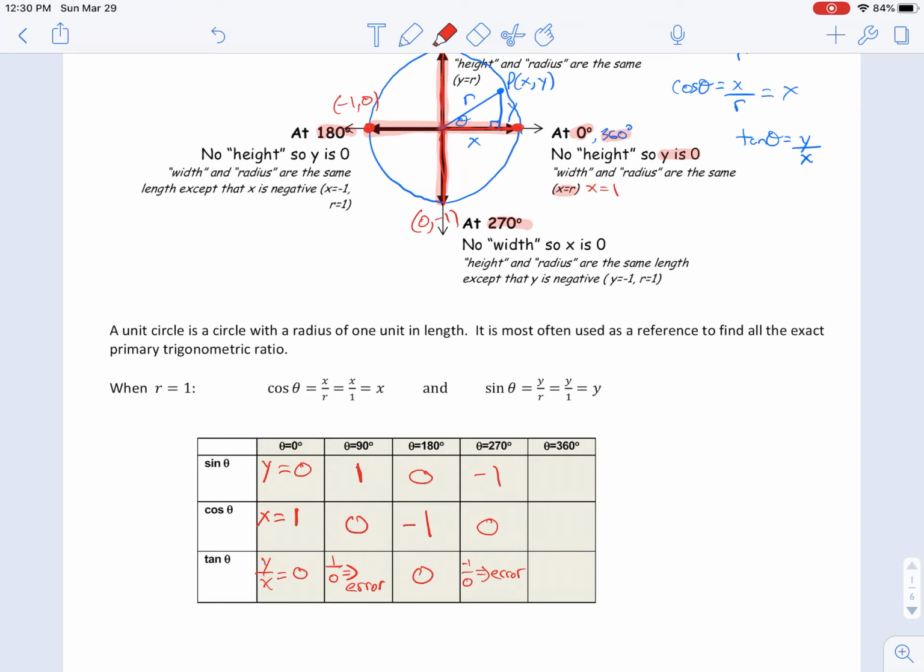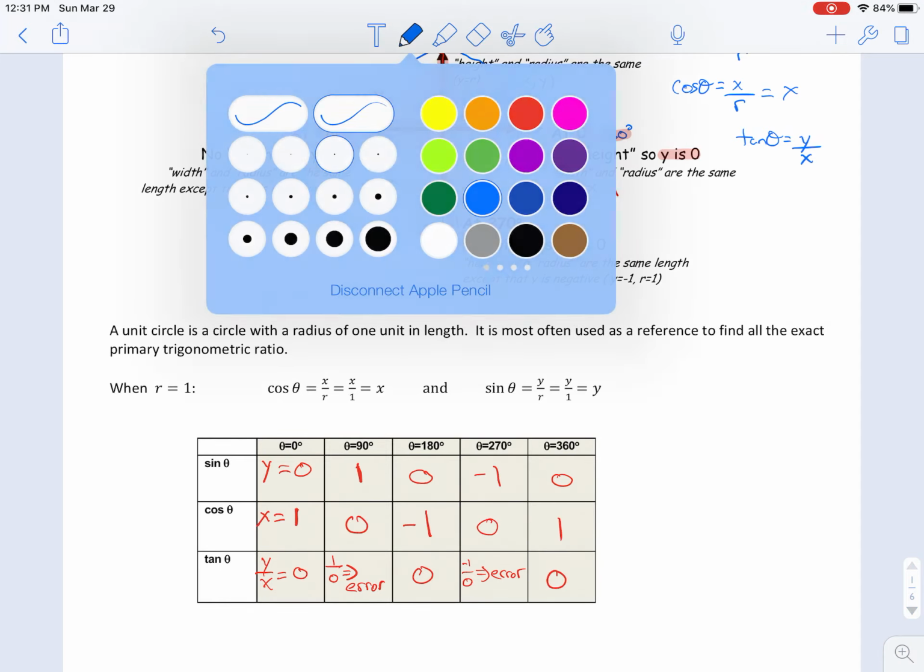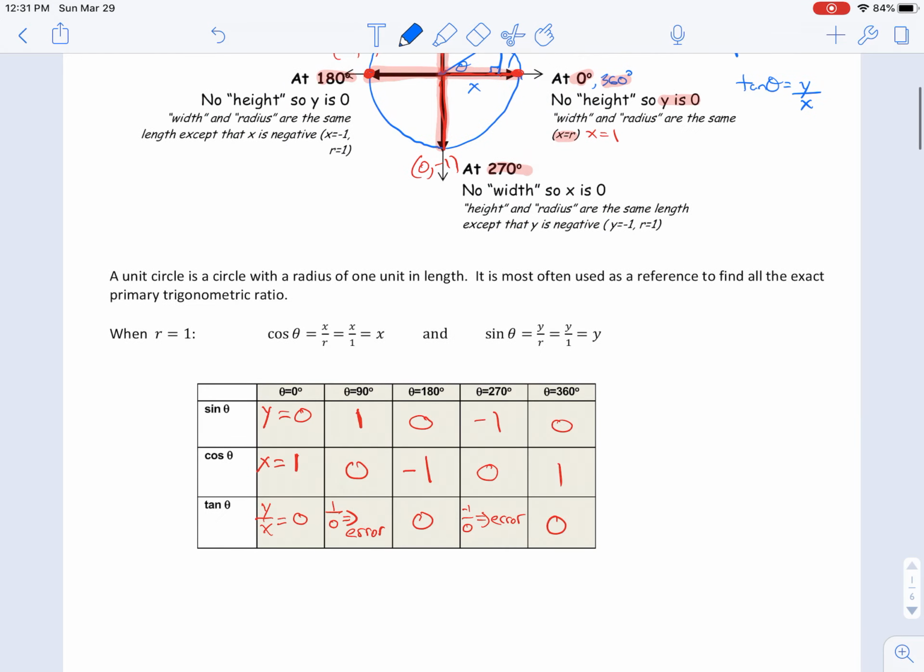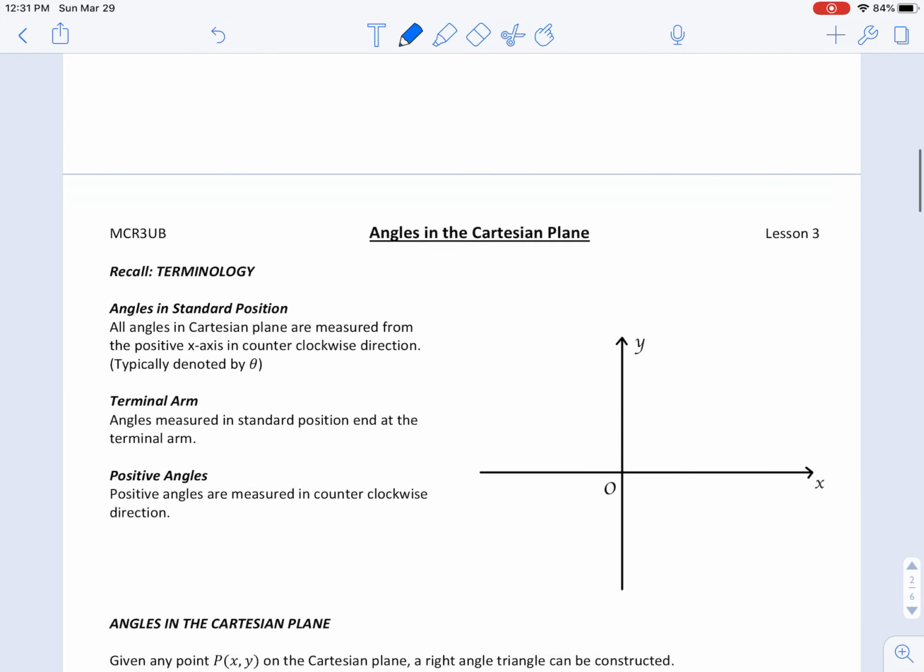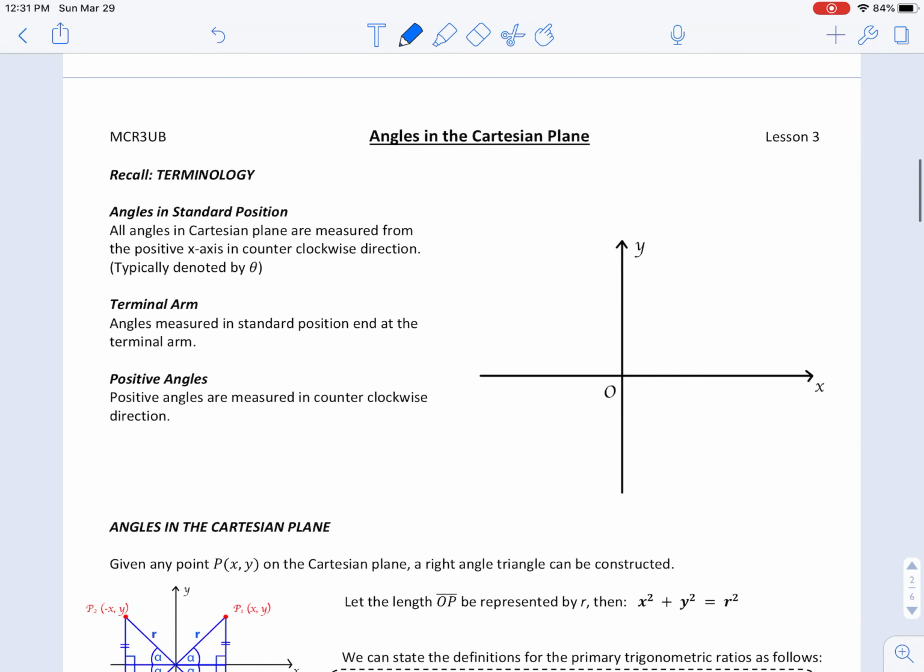And then when you get back to 360, like I was saying earlier, 360 is the same as 0, so it's just the same values as we had in our first column. So hopefully that'll help clarify. But again, if you have any questions, please let me know, and you are going to get more practice with that.